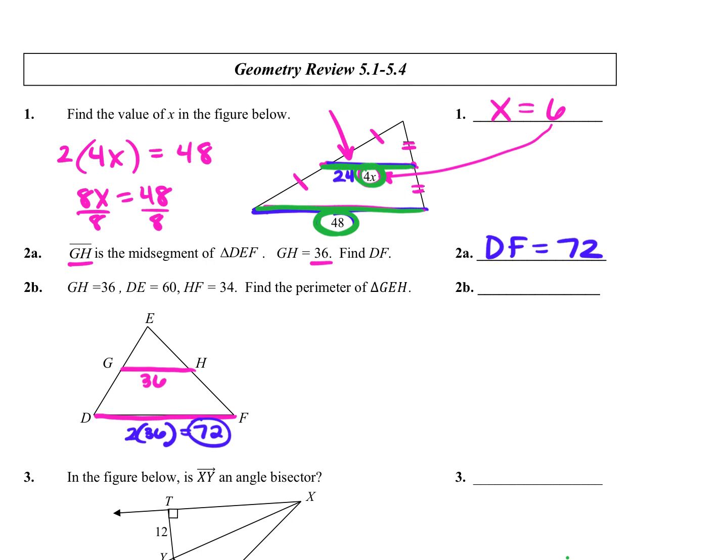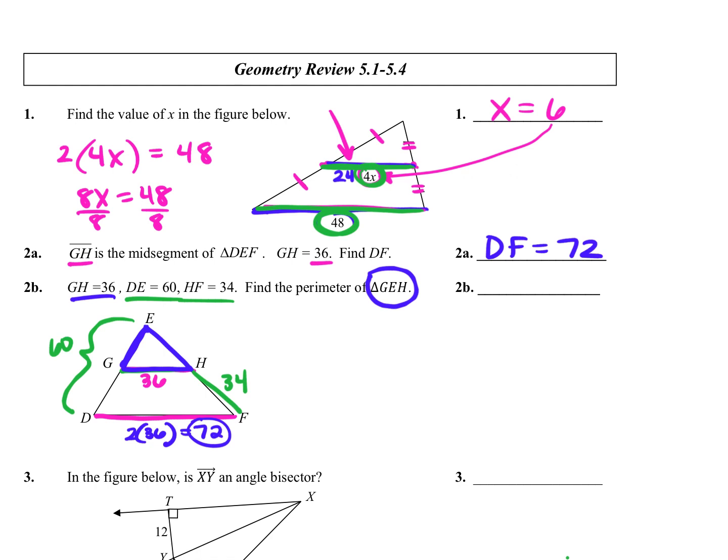Okay, now look at the second part. It says GH is 36. Okay, so 36 here. DE is 60. So this whole thing is 60. And HF, this little piece here, is 34. I want to know the perimeter, and here's where you need to be careful on the quiz. I ask you different things. I give you different things. Pay attention to the lettering, okay? Find the perimeter of GEH. GEH is this triangle, okay? I want the perimeter of that triangle.